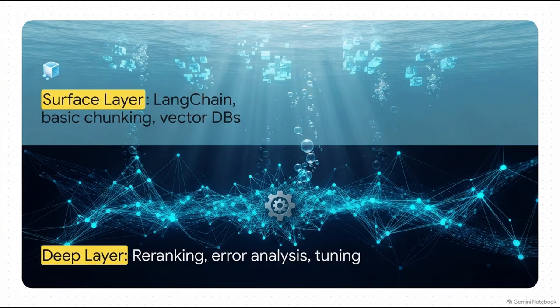The deep layer, where real builder-level systems actually succeed, requires a completely different toolkit. Down there, you're dealing with cross-encoder re-ranking, rigorous error analysis, balancing crazy latency versus accuracy trade-offs, and running continuous fine-tuning loops. If your system is hallucinating or failing, it's almost always missing a piece of this deep layer, not a flaw in the AI model itself.